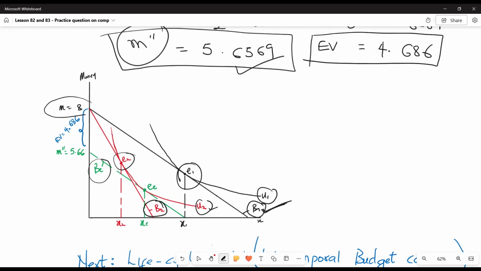M equal to 8 is the old income, and M double prime equal to 5.66 is the new income that Peter needs to keep relative prices the same, but sacrificing utility, therefore moving from indifference curve U1 to indifference curve U2. The difference between these is what we have calculated as our equivalent variation.